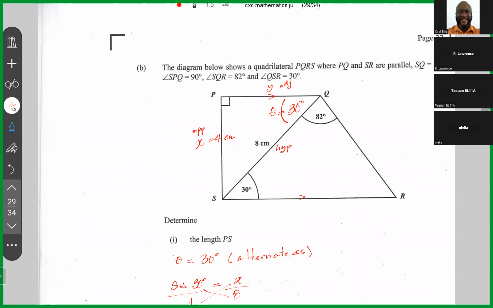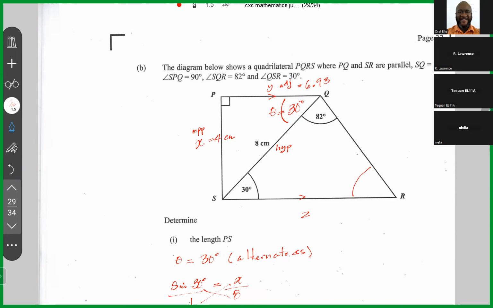Because remember, in order for me to calculate the area of a trapezium, I need the length of the 2 parallel sides and I need the height. So I have the top side, PQ, which we just got is 6.93. What we don't have is the bottom side. Let's call it Z. So to find that, I'm going to use sine rule.